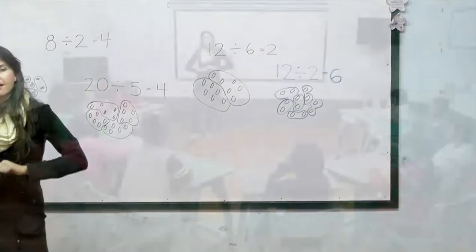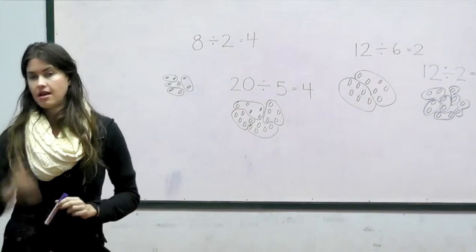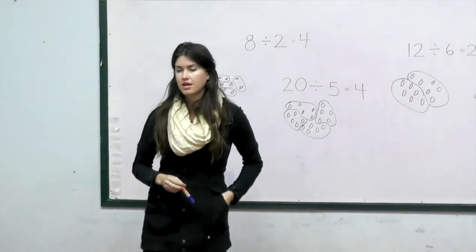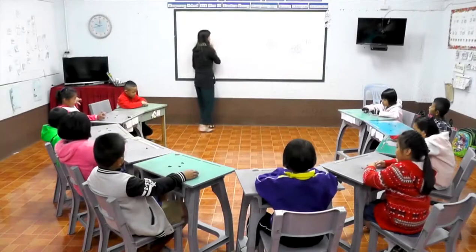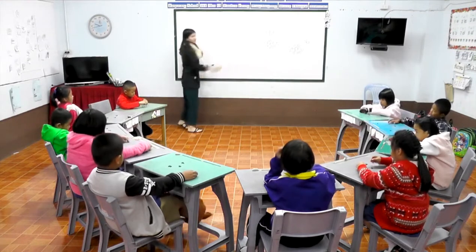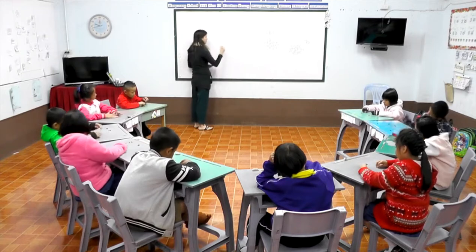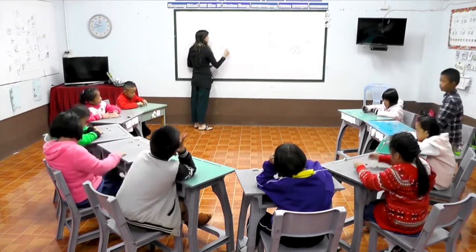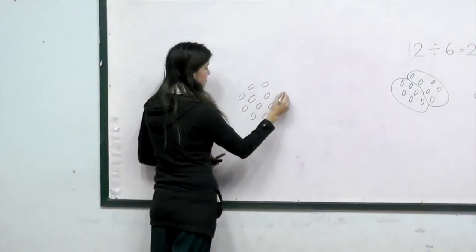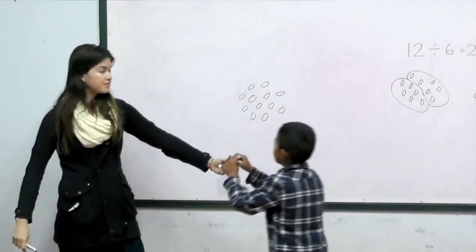Okay, friends, take your beans and make 3 groups of 4. 3 groups of 4. Sounds like we're doing great. 3 groups of 4. Okay, come up and show us 3 groups of 4. Come on up here. Can you show us how you made your 3 groups of 4?